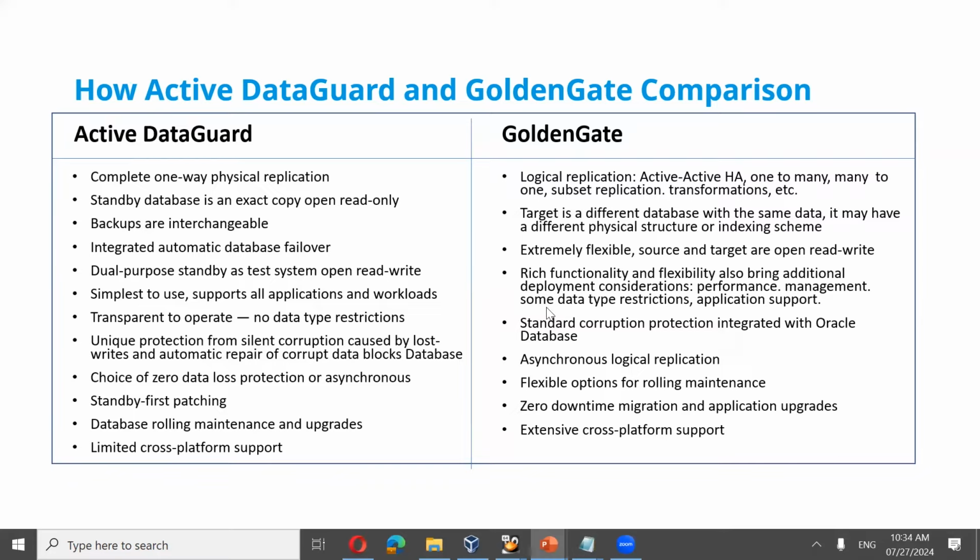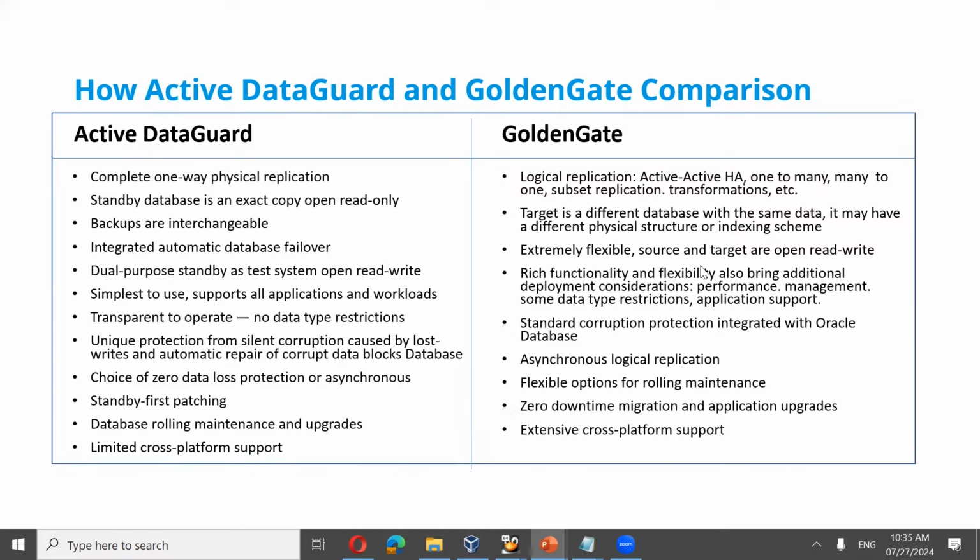Now, GoldenGate's rich functionality and flexibility also bring additional deployment considerations like performance management, some data type restrictions, and application support. With GoldenGate, say for example on source the application was supported and performance was fine. But on target, because you are changing the indexing scheme, the data, the structure, it can have some performance issues. I'm not saying it will have performance issues, but what I mean is that on source, your performance was good, for example.